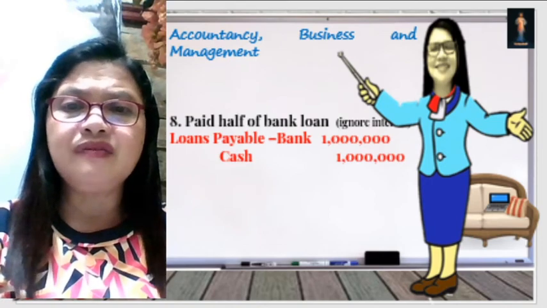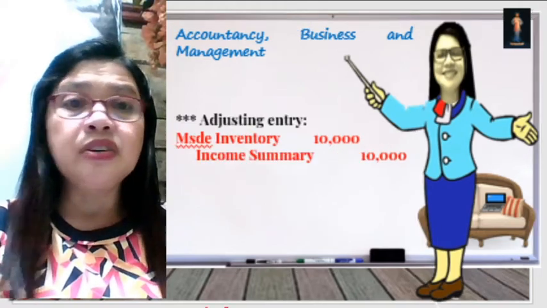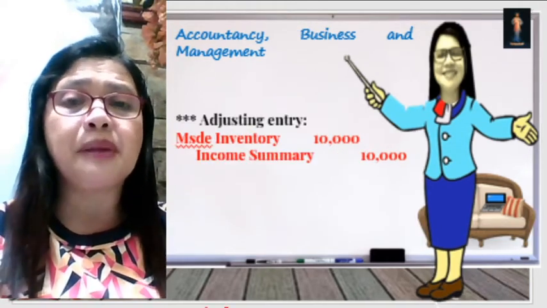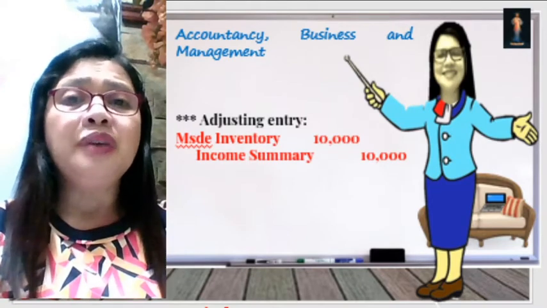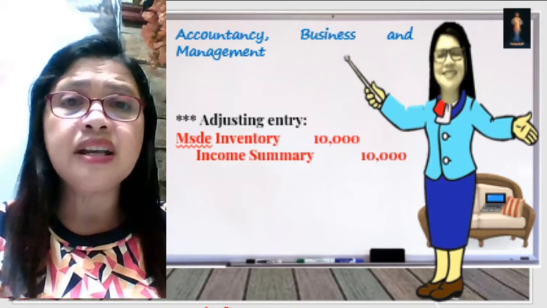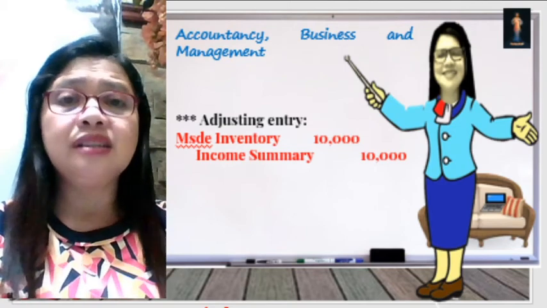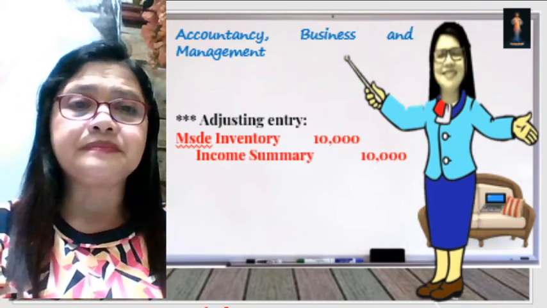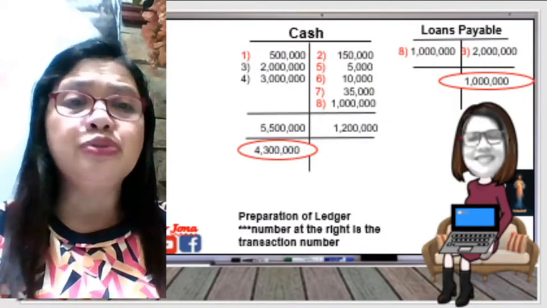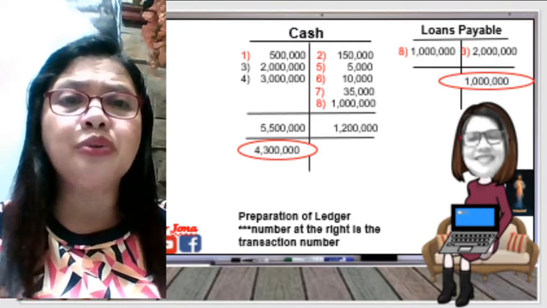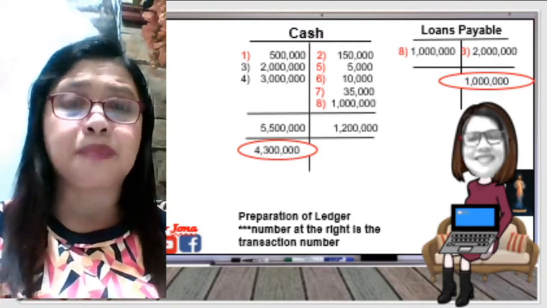Next transaction is the adjusting entry. We have to take note, in the preparation of our balance sheet, of the adjusting entry of the merchandise inventory in the amount of 10,000, which is also closed to the income summary. Now we are ready to do the ledger. In this case, we will use only the T account for our practice purpose.